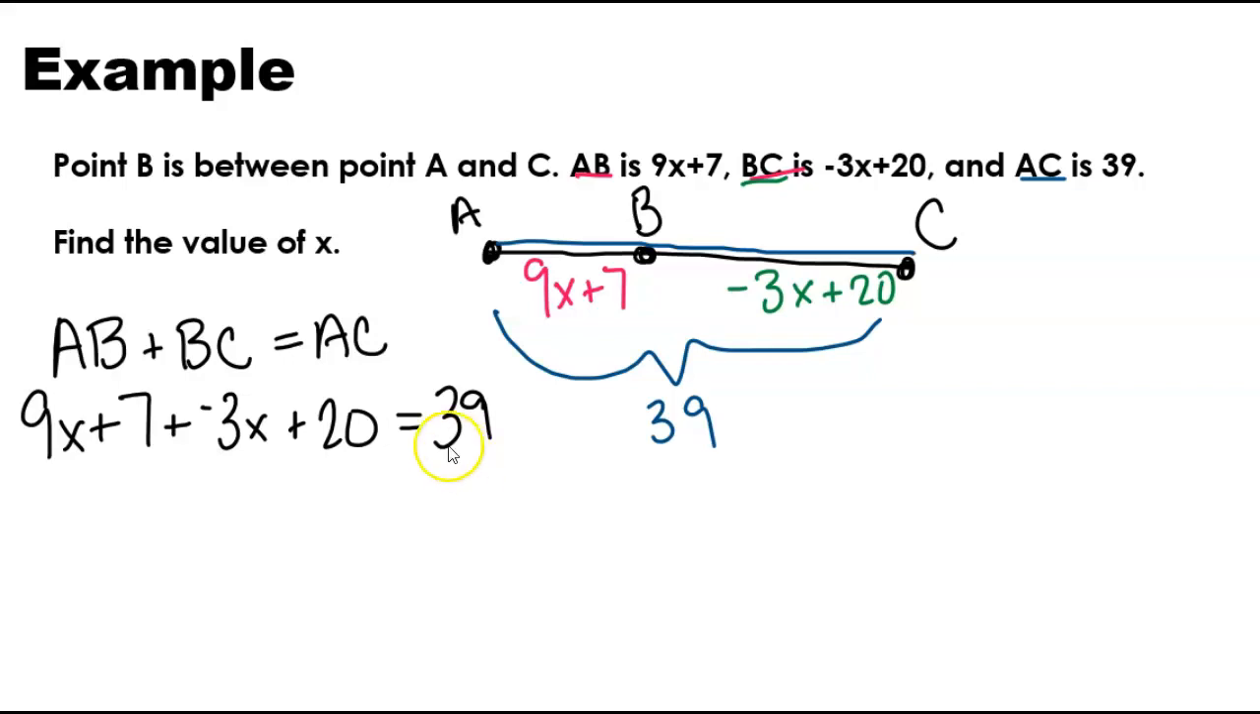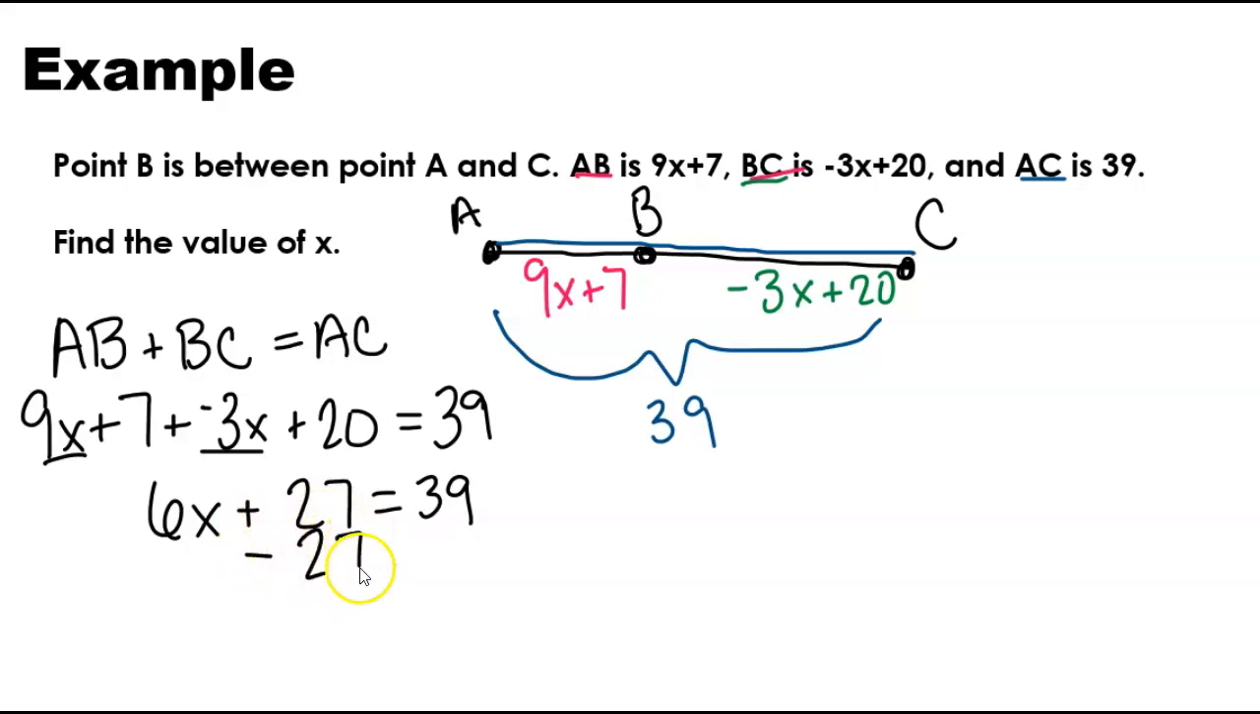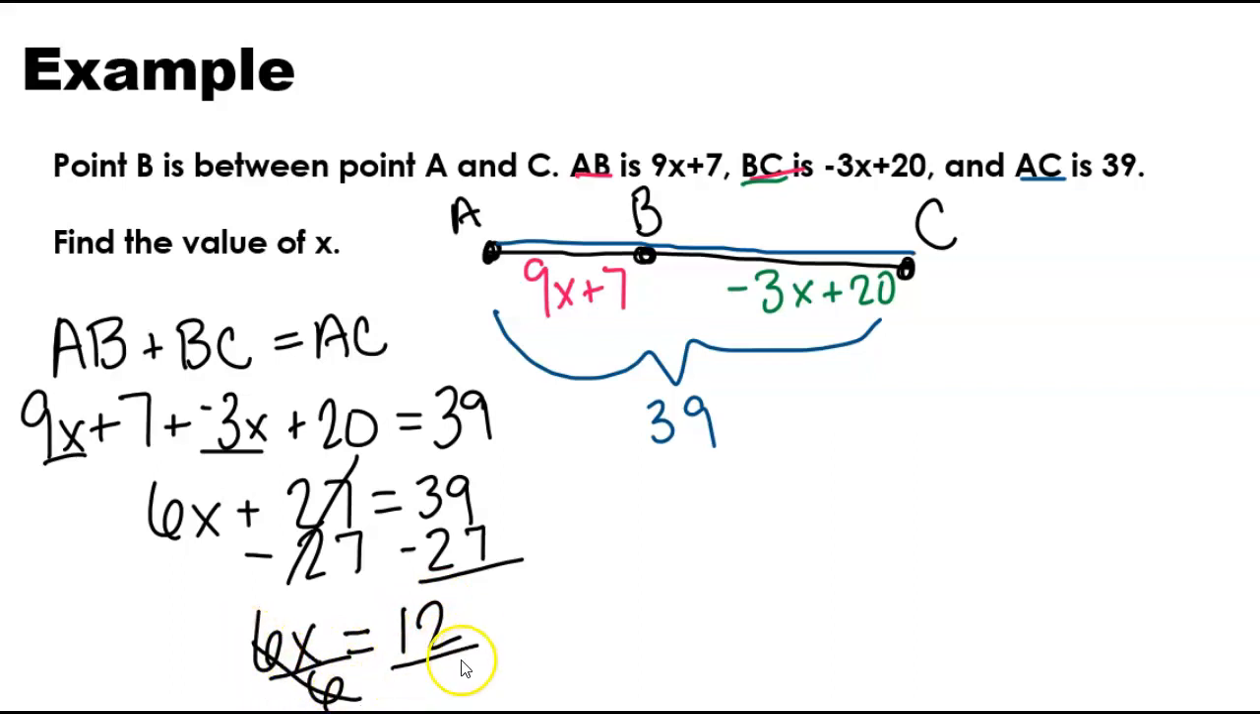Our next step in solving for x is to add our like terms. So we've got 9x plus a negative 3x, or you can say 9x minus 3x, and that becomes 6x. And then we've got 7 plus 20, which would be 27. And that's still equal to 39, right? Now we've got our x's together. Let's take that 27 to the other side to join it with that 39. So we do the opposite to get it over there. If it's a positive 27, we're going to subtract 27 to cancel it out. And what you do to one side, you must do to the other. So we end up with 6x is equal to 12. And our last step is to divide by 6 to cancel out. And again, what you do to one side, you must do to the other. So x is equal to 2.